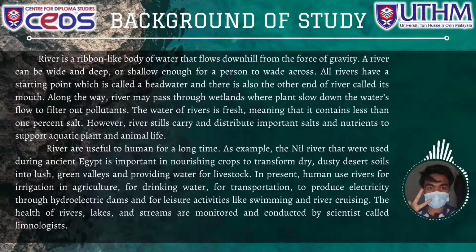Rivers have been useful to humans for a long time. As an example, the Nile River that was used during ancient Egypt was important in nourishing crops, to transform dry, dusty desert soils into lush, green valleys, and providing water for livestock. At present, humans use rivers for irrigation in agriculture, for drinking water, for transportation, to produce electricity through hydroelectric dams, and for leisure activities like swimming and river cruising.